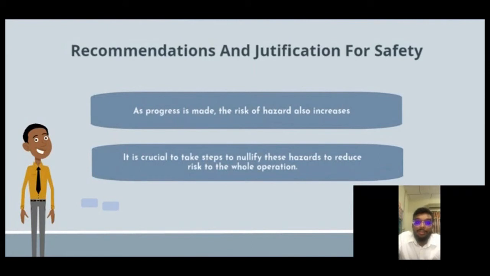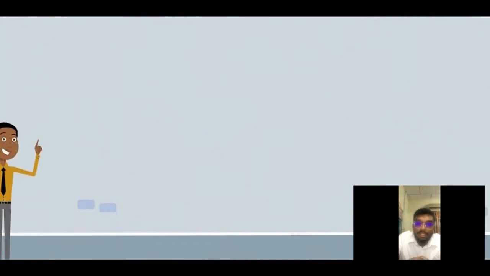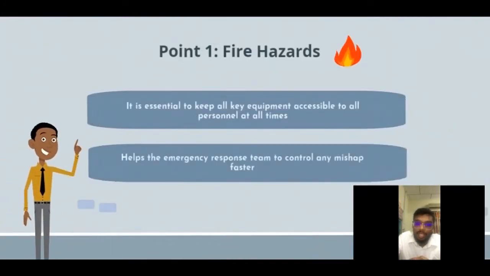In this next chapter, we will be talking about the recommendations as well as the justifications to increase the safety of the chosen separation unit, which in this case is the stripping column. They pose a threat from the property of the chemical plant to the operators of the reaction on a daily basis. In fact, the first hazard under consideration is the fire hazard.